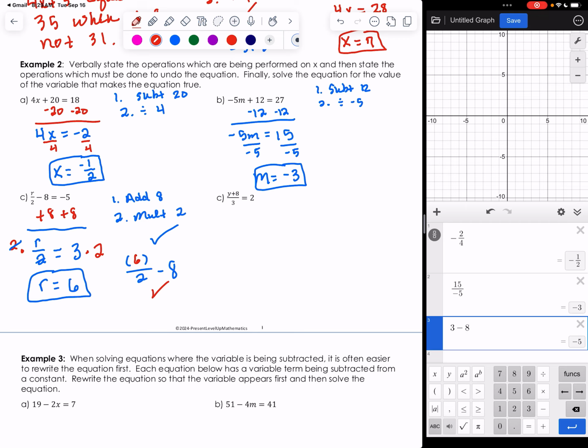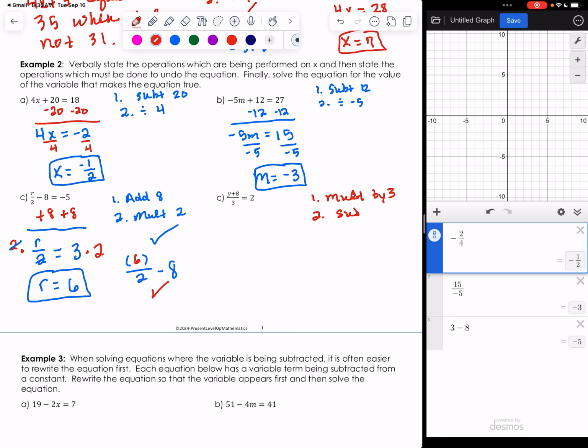All right, problem C. We have y plus 8 divided by 3 is equal to 2. So in this problem, we're adding 8 to y and dividing by 3. So if I do the opposite, it would be multiply by 3 and then subtract 8. So let's do that. Let's multiply this side by 3, and multiply this side by 3.